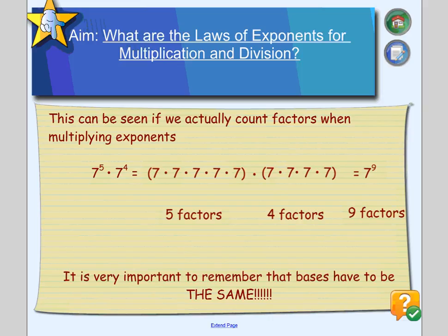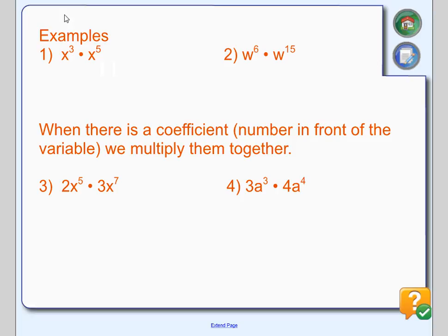Another example, we have x to the 3rd power times x to the 5th power. We have the same base, so I'm going to keep x and add my exponents, 3 plus 5, which is 8. Same thing here. We have w to the 6th power times w to the 15th power. I'm going to keep my base, w, and 6 plus 15 is 21.